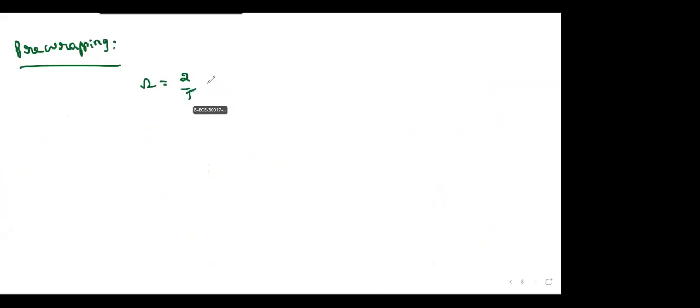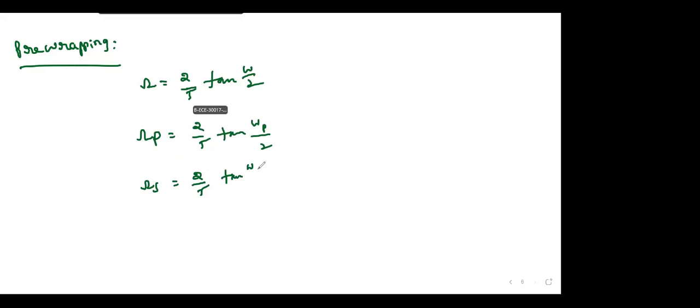We already have the transformation. Omega is equal to 2 by T into tan omega by 2. This is the formula. Now we can find the pass band frequency through this formula itself. So for the given omega p, we can find this omega p. In a similar way, omega s we can find from the same thing. Right? That's it.